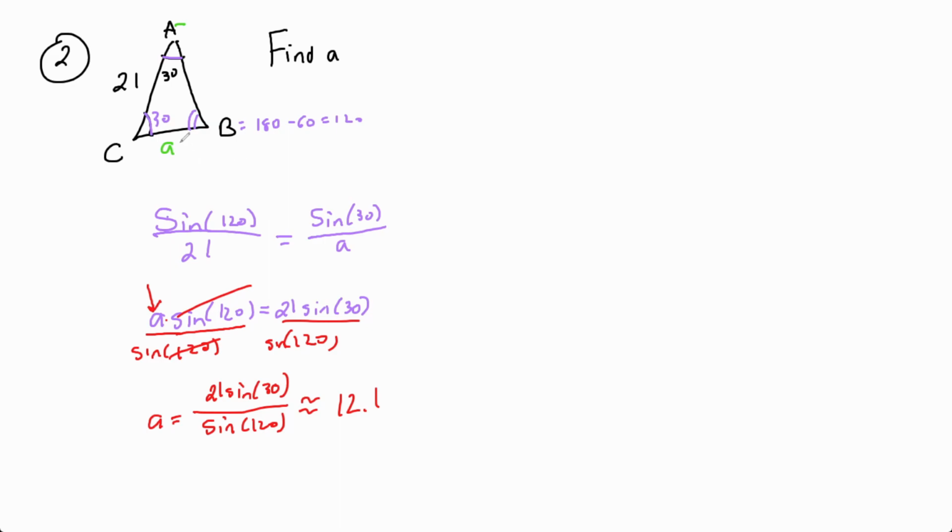And again, always make sure, because it's so easy and quick to do, that these answers make sense. I have measure of angle B being 120 and a side length of 21. And I have A being 30 degrees with a side length of 12.1. This is a reasonable, expectable answer for this problem.